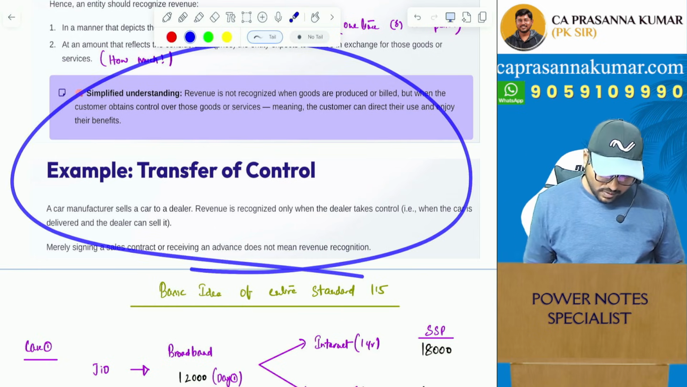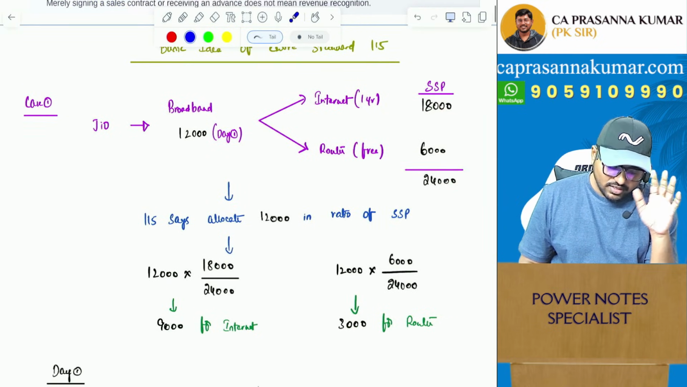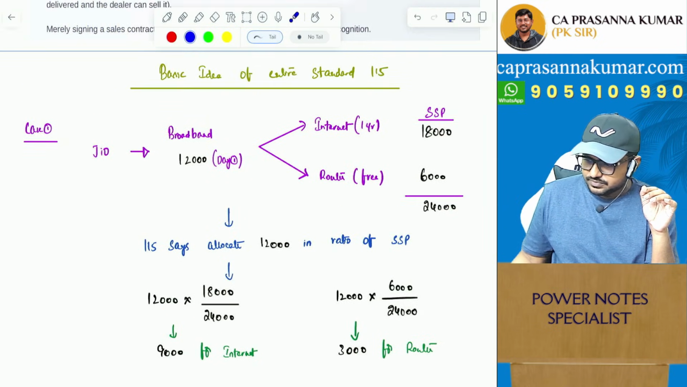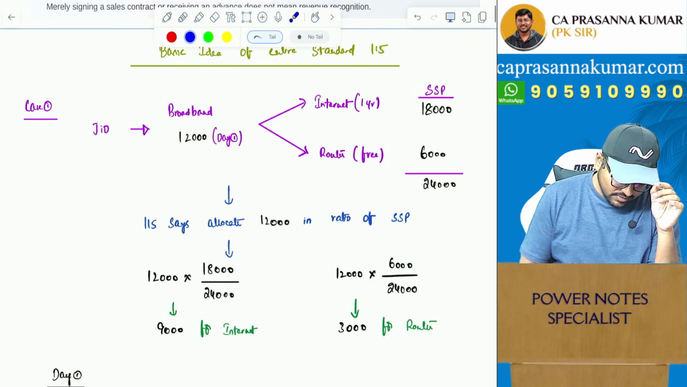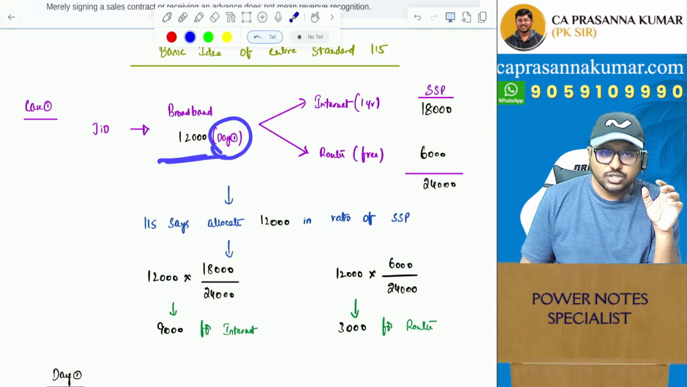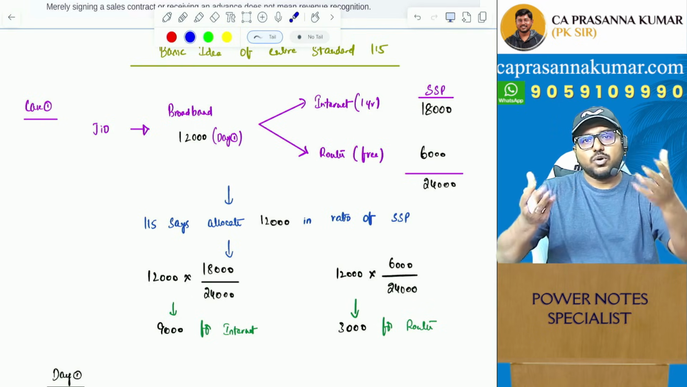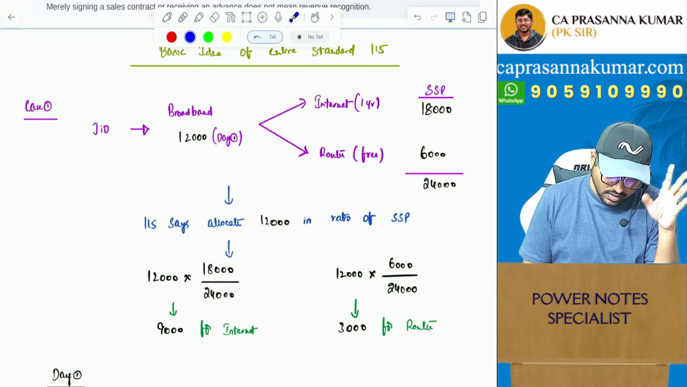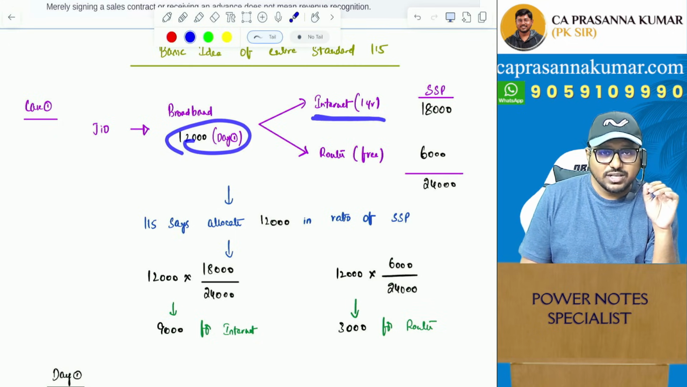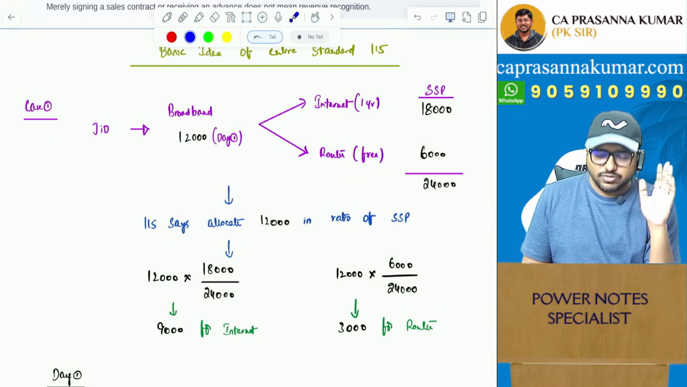Is this clear? Right. Now, before we get into the core of this particular standard, let's get the basic idea of the standard. Alright, see here, Jio is providing broadband services. Okay. On day one itself, they are charging 12,000 for the entire year. Jio is taking that much money, which means as a customer, you are paying in advance. Now for this, Jio is providing 1 year of internet service, as well as providing a router for free. Okay.